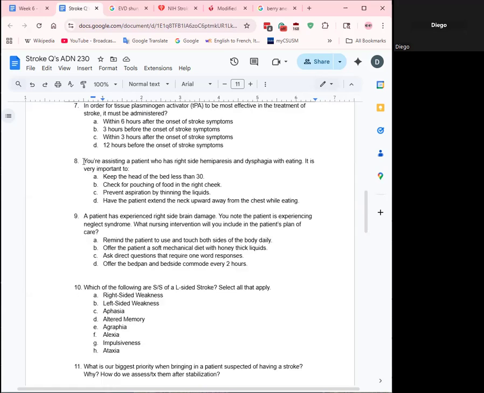Okay. Number 8, you're assisting a patient who has right side hemiparesis and dysphagia with eating. I shouldn't have said that, I could have just put this. I guess it's specific. But it is very important to blank.